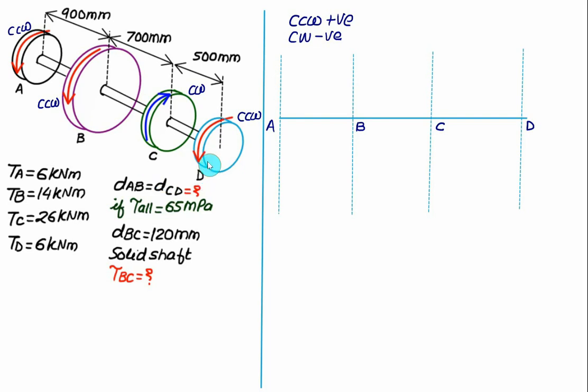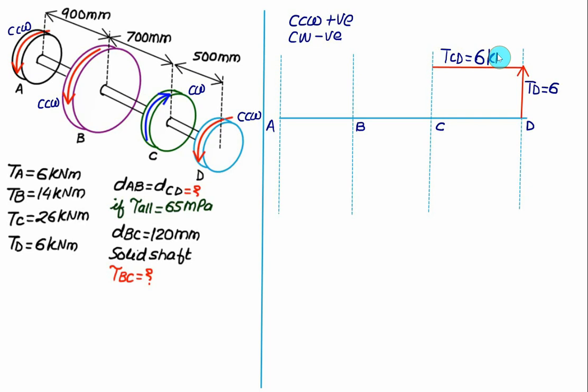At point D we have a torque TD which is counterclockwise, and counterclockwise is a positive value, and therefore we'll show this torque above the axis. So this value corresponds to TD, and we have TD equal to 6 kilonewton meter. Then between C and D no torque is acting, so the torque remains constant for the shaft CD and will be the same, equal to 6 kilonewton meter.